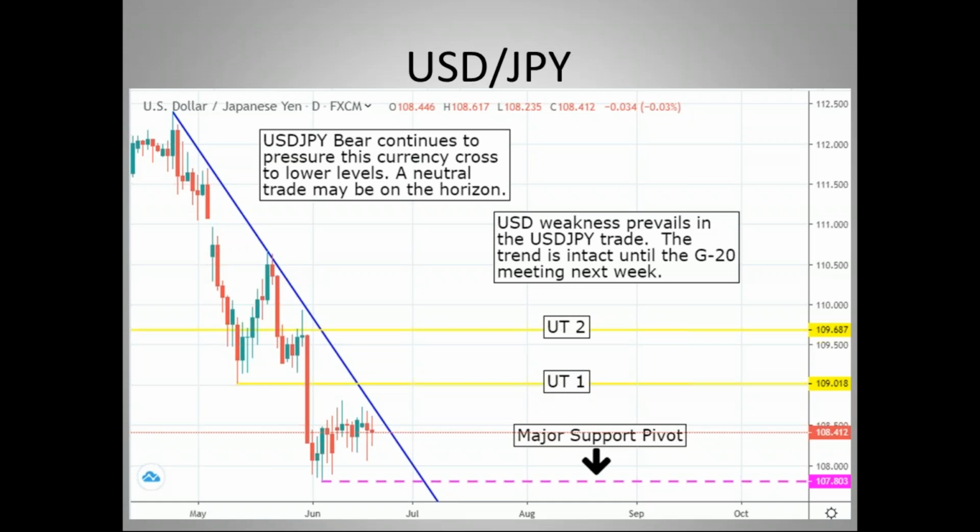So if that's the case, then you're going to see the US dollar JPY continue to go lower. Only a change in the dollar index strength, like I said, if it was to make new move highs, would give us the chance to go towards upper target 1 and upper target 2.